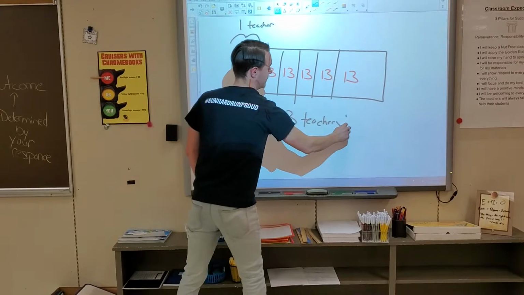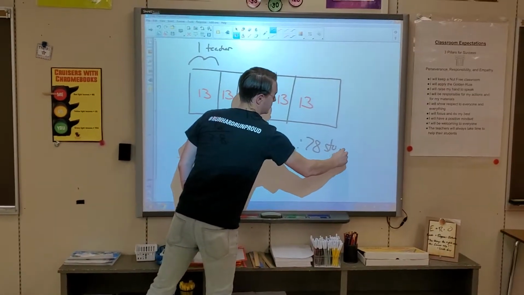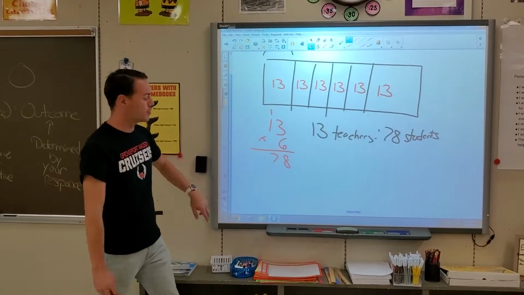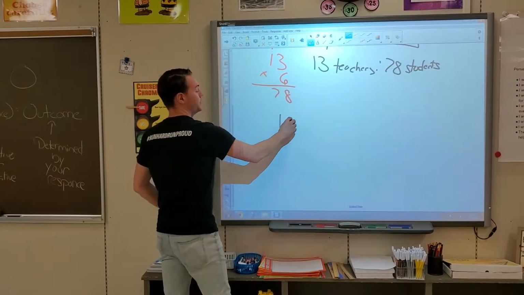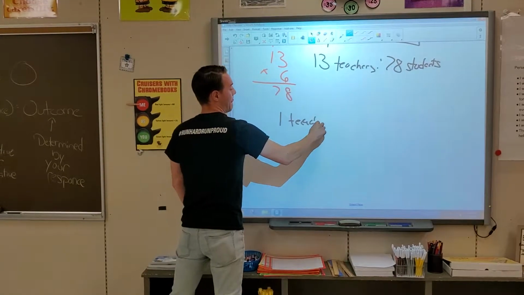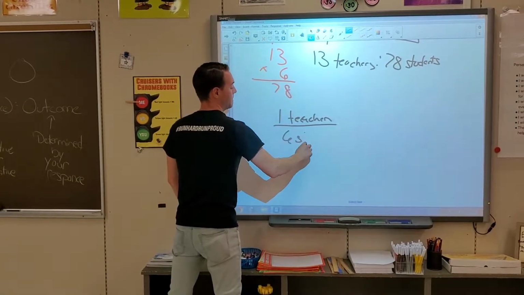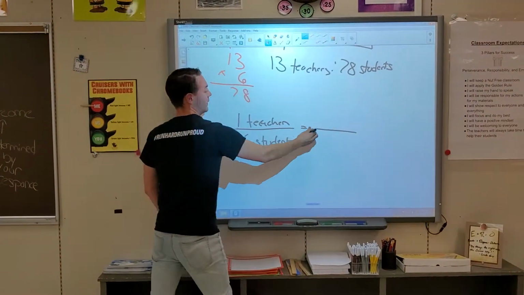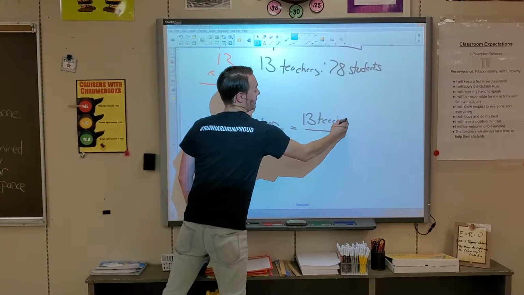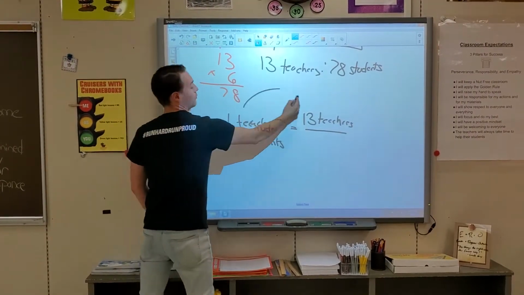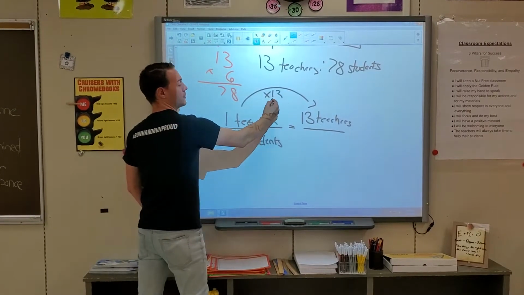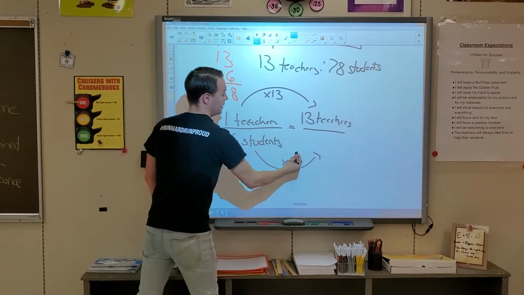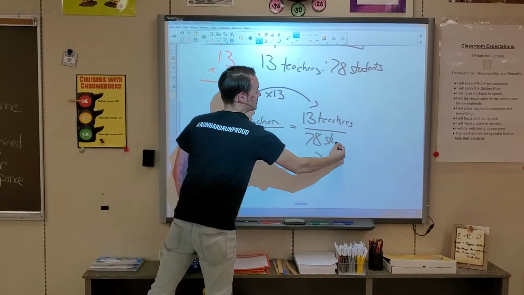there are 78 students. Once again, I can model that with a proportion by saying 1 teacher to 6 students. I can model that with another proportion and say, okay, if I know there are 13 teachers, how many students will I have? Go from 1 to 13 by multiplying by 13. What I do at the top, I also must do at the bottom. Do 6 times 13 and get 78 students.